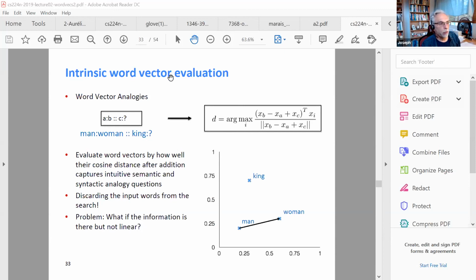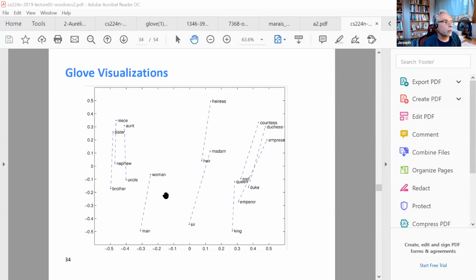The intrinsic word vector evaluation is based on analogies, and you just solve for the analog vectors using this equation that we talked about a little bit, directly in the embedding space. And then GloVe comes up with an interesting result, and it works well.